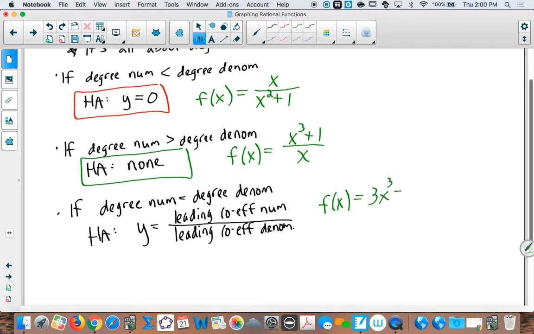So something like 3x to the third minus 2 over 2x to the third. Same exact degree in the top and bottom. The leading coefficient in the numerator is 3. So it's going to be y equals 3 over our leading coefficient in the denominator, which is 2. So the only thing you have to be careful of, you want to make sure that the polynomials in your numerator and denominator are in standard form, right? Biggest power to smallest power, so you're looking at it in that way.